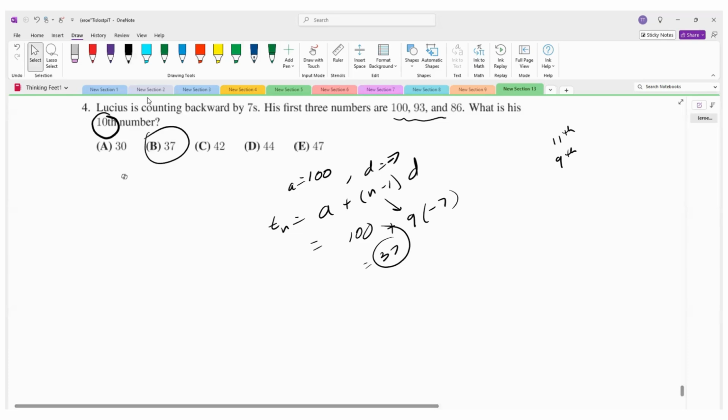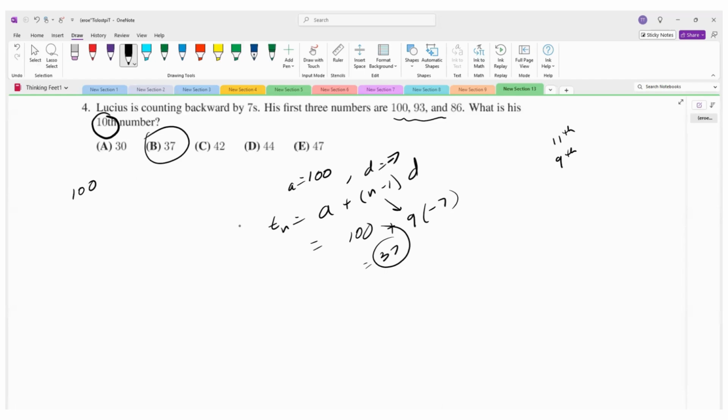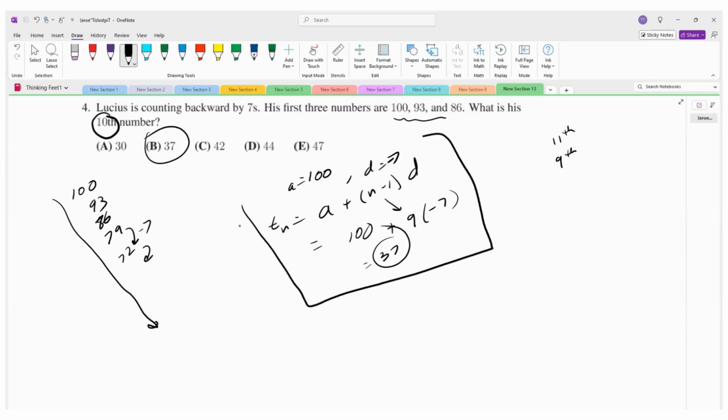Now, if you're not familiar with arithmetic progressions, you can simply manually do it, right? You just have to be good at subtracting 7. You got 100, 93, 86, minus 7 is 79. You just got to be careful when you're subtracting by 7, you're doing it properly, right? So you can go and manually do it. It's going to be a little longer, but you'll get the answer. If you know arithmetic sequences, then obviously it becomes a little faster.